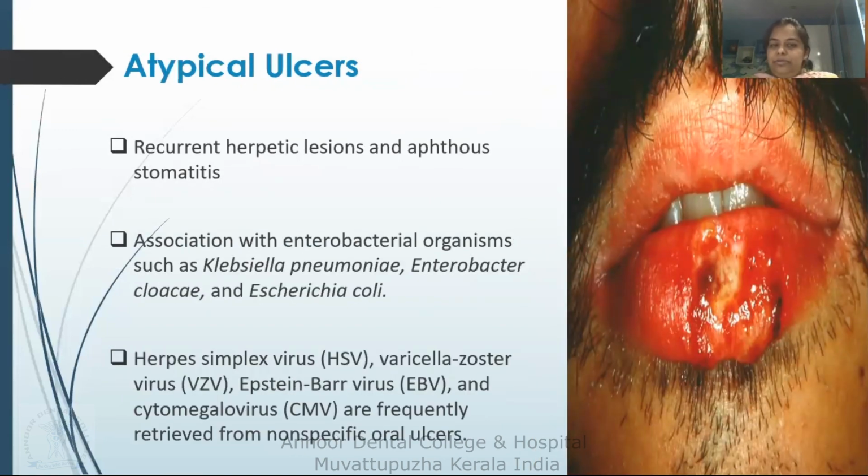Atypical ulcers, which will be the last cardinal lesion, recurrent herpetic lesions, and aphthous stomatitis. This is associated with enterobacterial organisms such as Klebsiella pneumoniae, Enterobacter cloacae, and E. coli. Herpes simplex virus, varicella zoster virus, Epstein-Barr virus, and cytomegalovirus are frequently retrieved from the microbiology of non-specific oral ulcers.